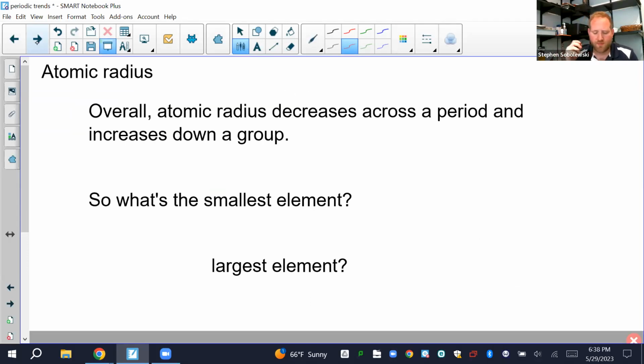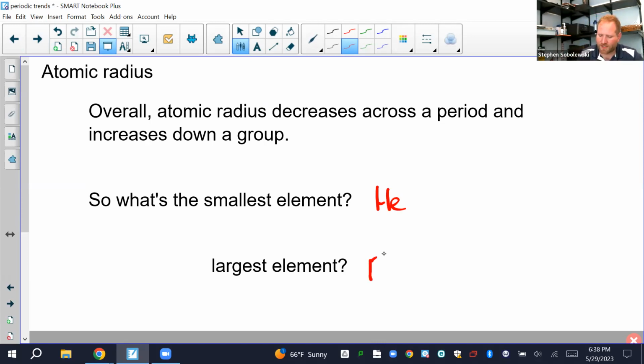So overall, atomic radius decreases across a period and increases down a group. With this in mind, look at your periodic table. What's the smallest element? It's not hydrogen. That's the lightest element. It's actually going to be helium. Helium has a smaller atomic radius than hydrogen because helium's 2 protons pull its electrons in closer than hydrogen's 1 proton.